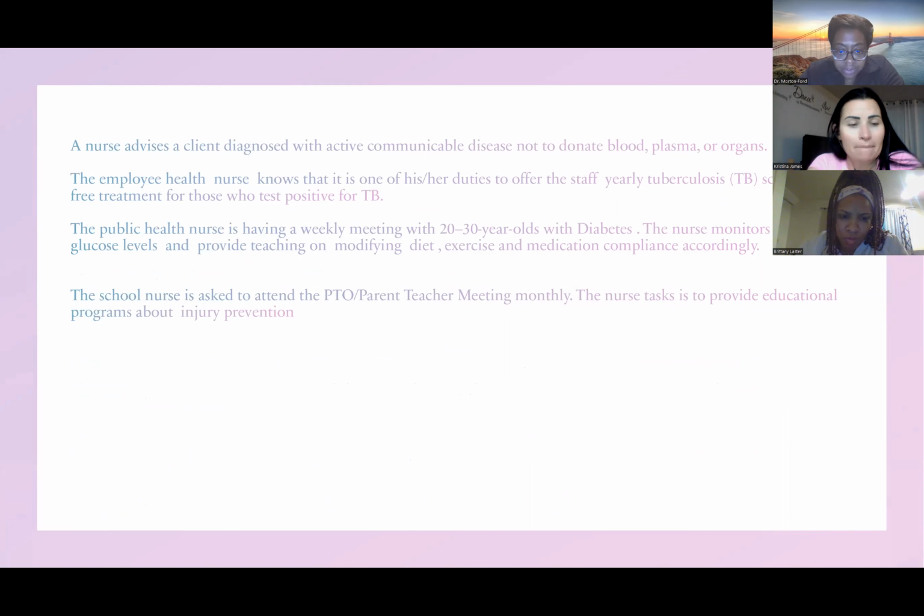All right, so here's some examples, and you tell me which level you think the prevention is. A nurse advises a client diagnosed with active communicable disease not to donate blood, plasma, or organs. Tertiary. Okay, because there's some disease process there, no matter what that disease process is. Okay, do we agree, Christina? Yes. Okay. The employee health nurse knows that it is one of his or her duties to offer the staff yearly tuberculosis or TB screening and free treatment for those who test positive for TB. Secondary.